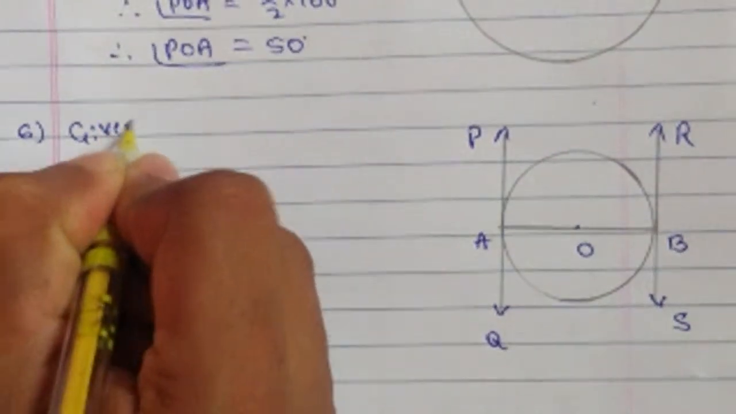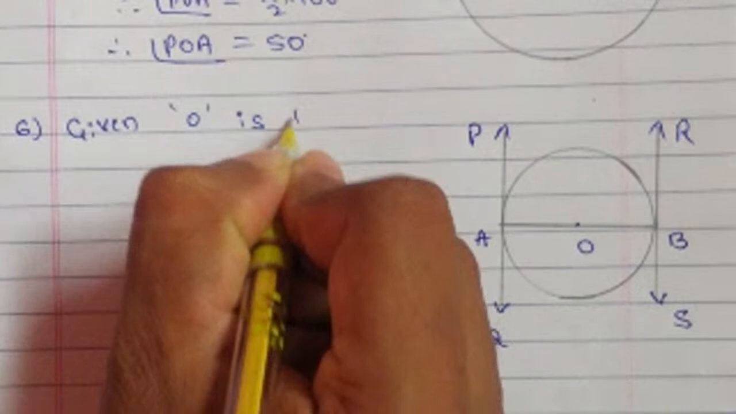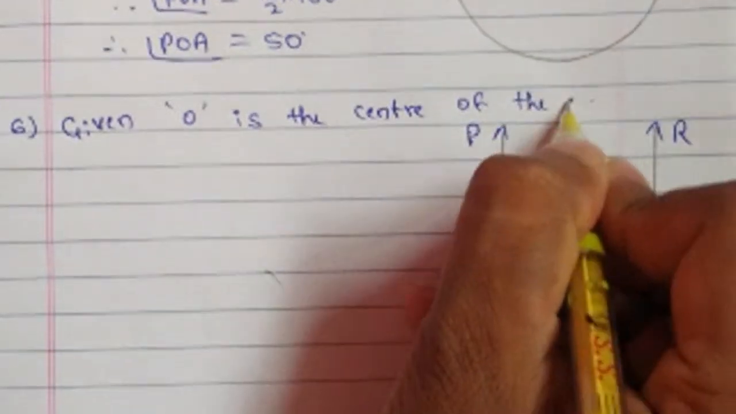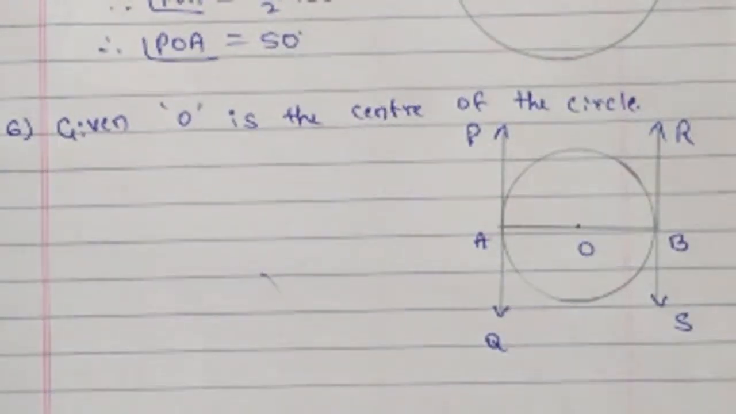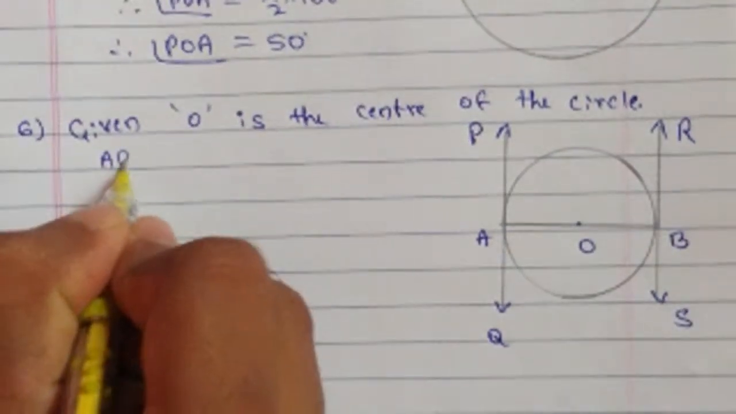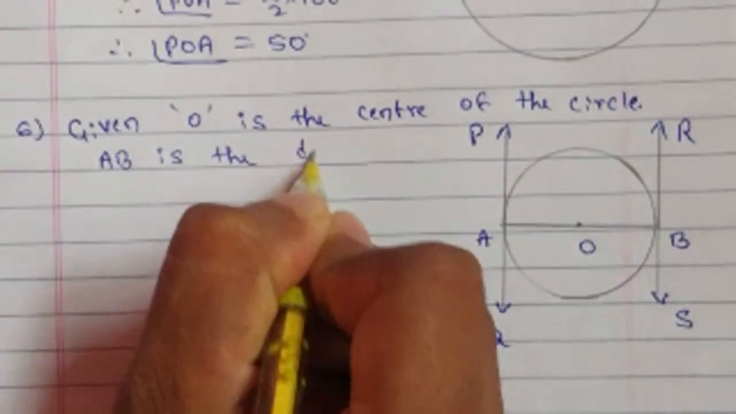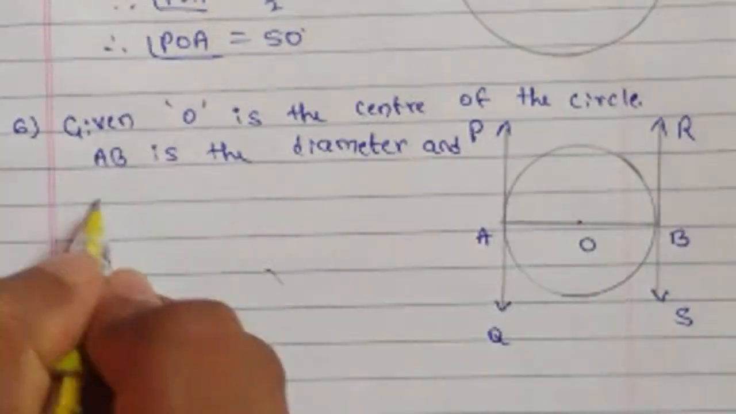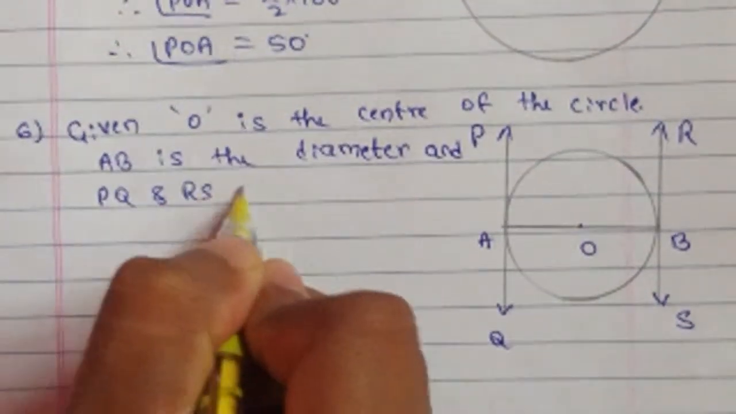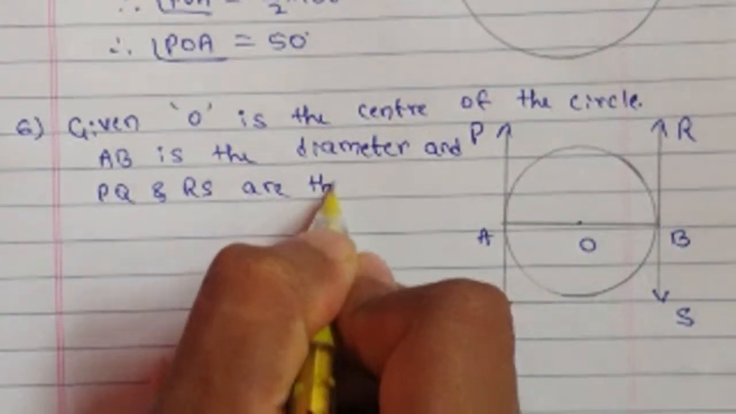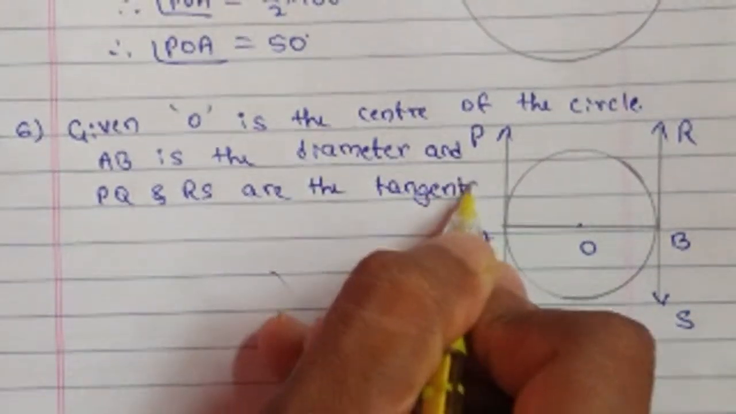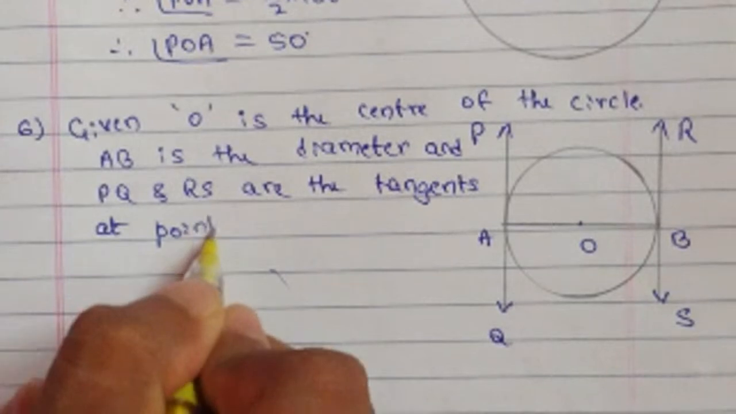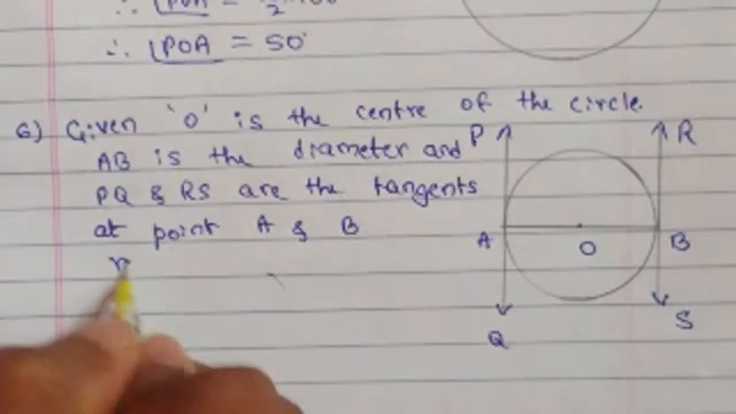So for that, given: O is the center of the circle. And next, AB is the diameter. And PQ and RS are the tangents at point A and B respectively.